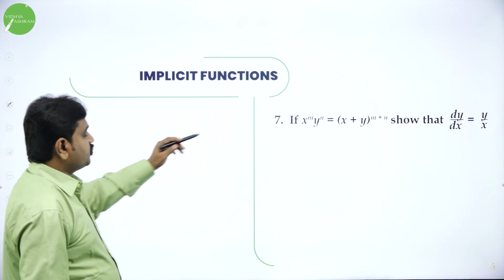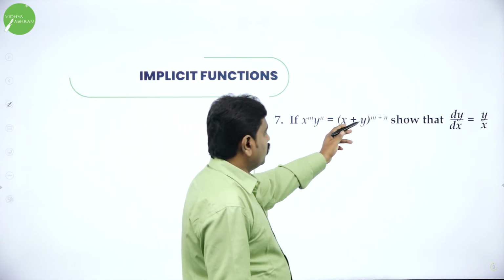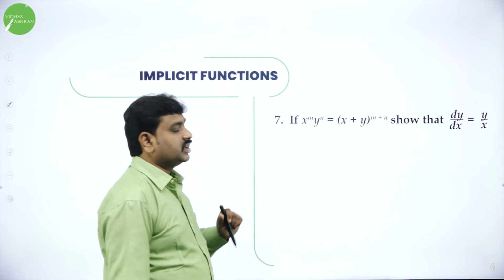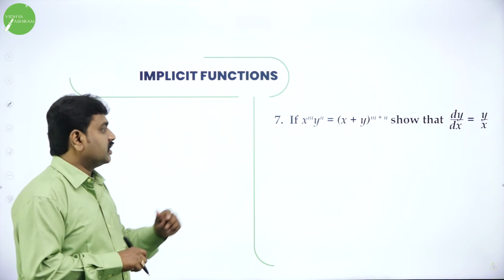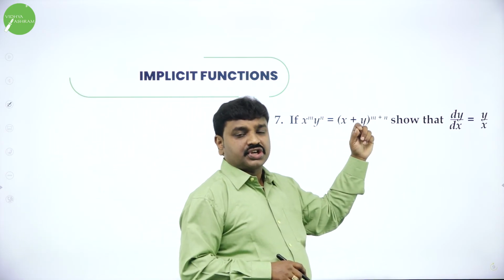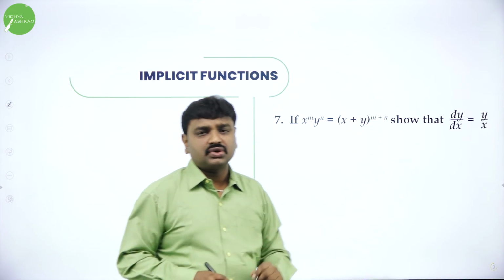Next, x power m into y power n is equal to (x plus y) whole power m plus n. Show that dy by dx is equal to y by x. Again, this is also one of the interesting questions. This is also implicit. So on the left side use the product rule, on the right side as usual use the chain rule, differentiate and rearrange, and you will get the answer.